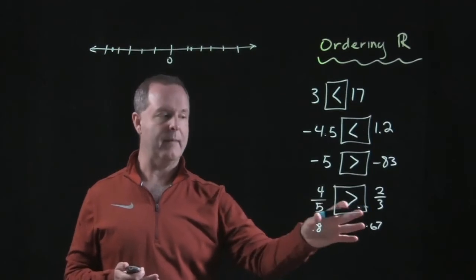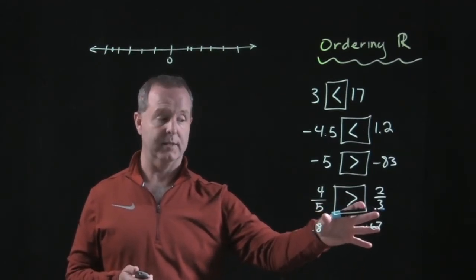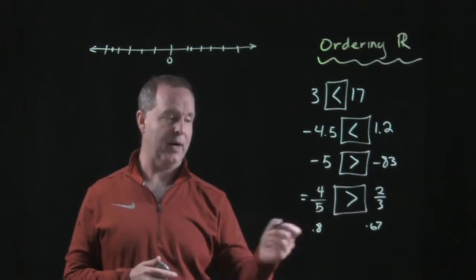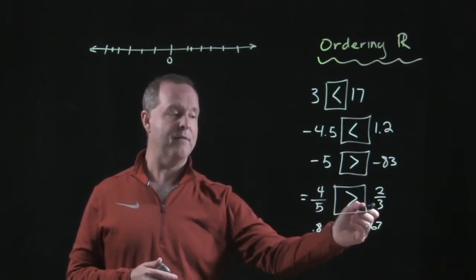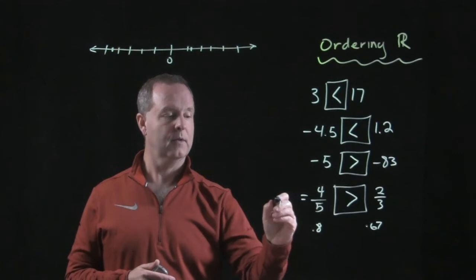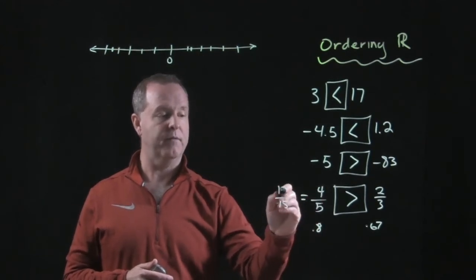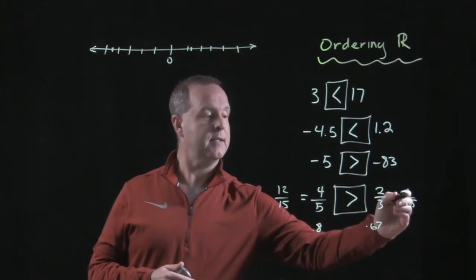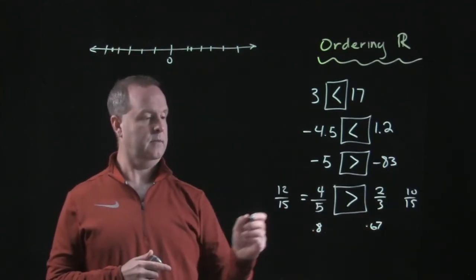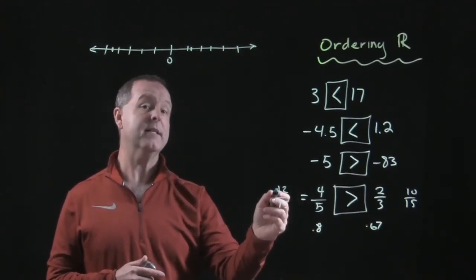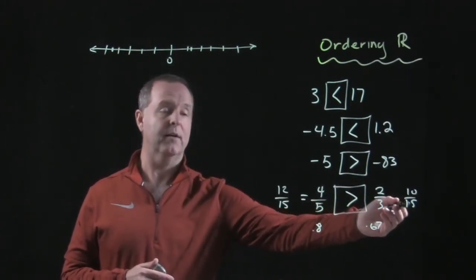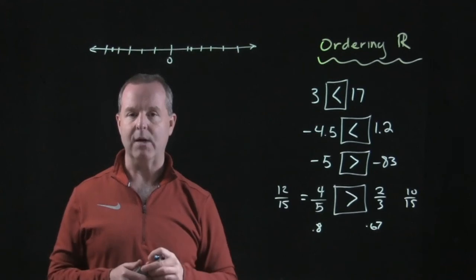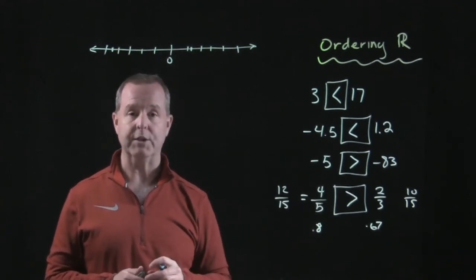Or I can confirm it by looking at equivalent expressions. So can I convert 4/5 to an equivalent expression where I can compare a 5 and a 3? 4/5 is the same thing as 12/15, and 2/3 is the same as 10/15. So 12/15 here is larger than 10/15 here. 12/15 is larger than 10/15. So again, I put my inequality sign in the correct direction.